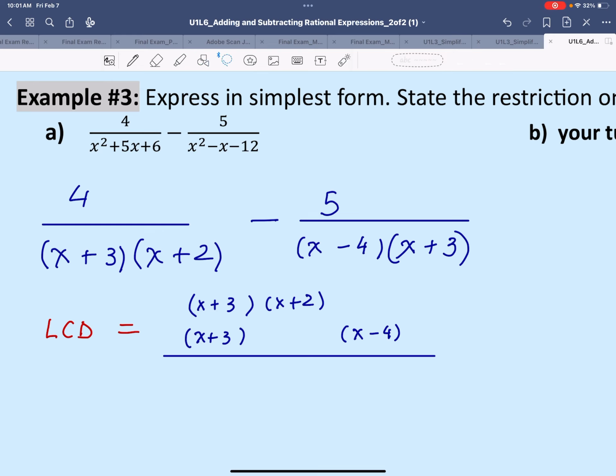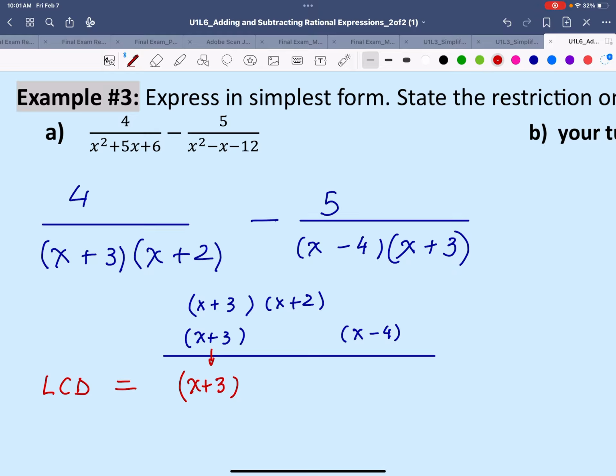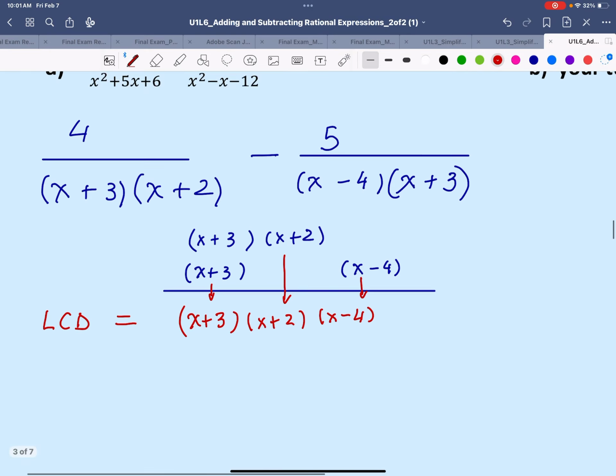And now, remember how we did this in the previous examples, we're going to bring x plus 3 down. We only need to count it once because it repeats. And then we're going to bring the x plus 2 down. And lastly, we have x minus 4. And this would be the lowest common denominator.